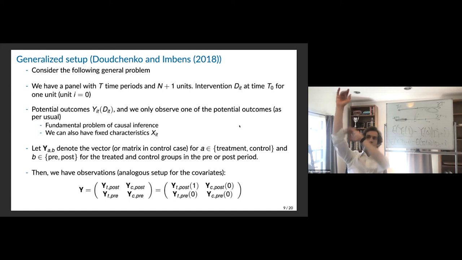So we're really going to be focusing, until we get to this broader setting, on these individual treatment effects. We have one treated group, and we're going to think about trying to construct a synthetic counterfactual for that. We have these potential outcomes. We have some treatment that happens, and we only observe one of the potential outcomes. As usual, we have this fundamental problem of causal inference. And we can potentially even have fixed characteristics.